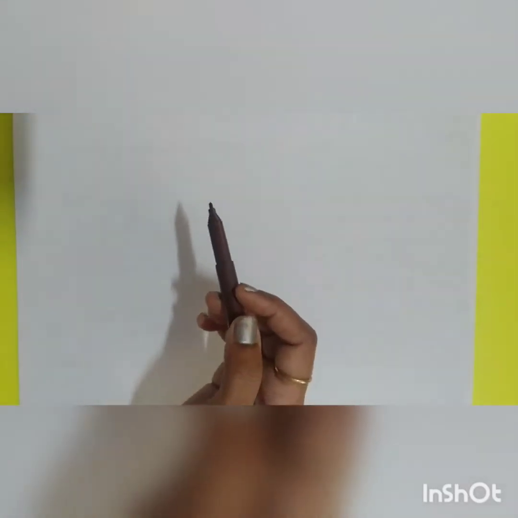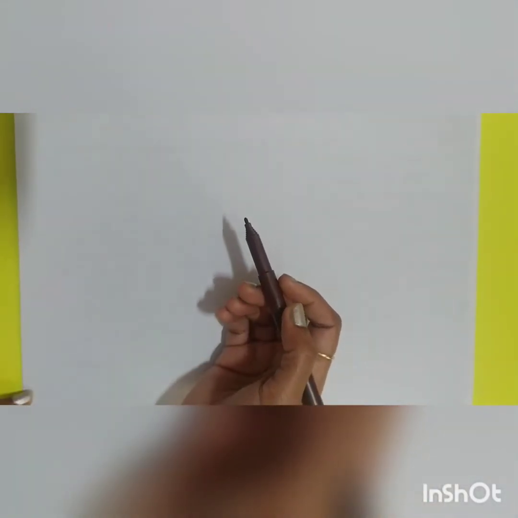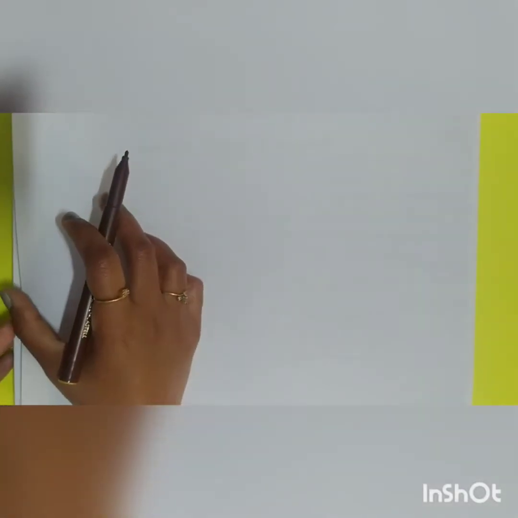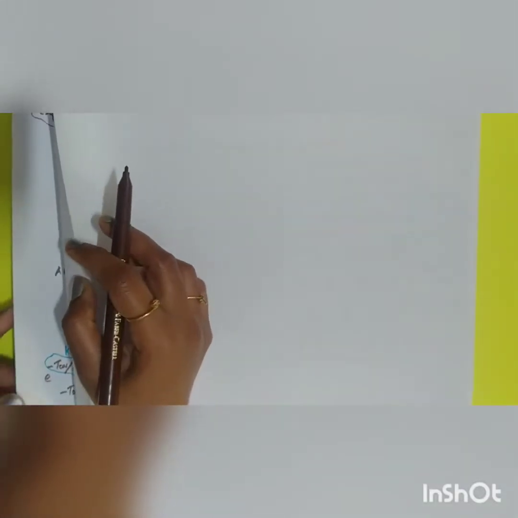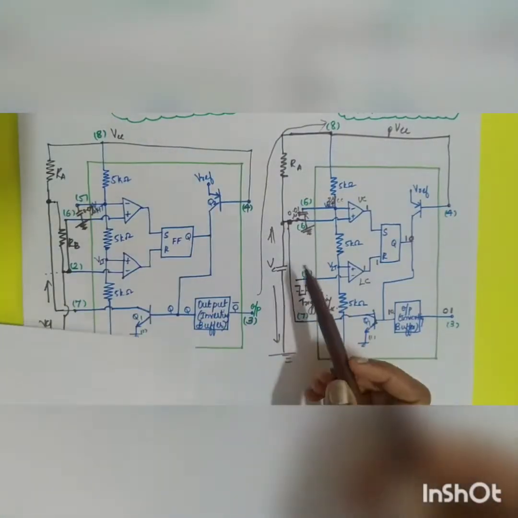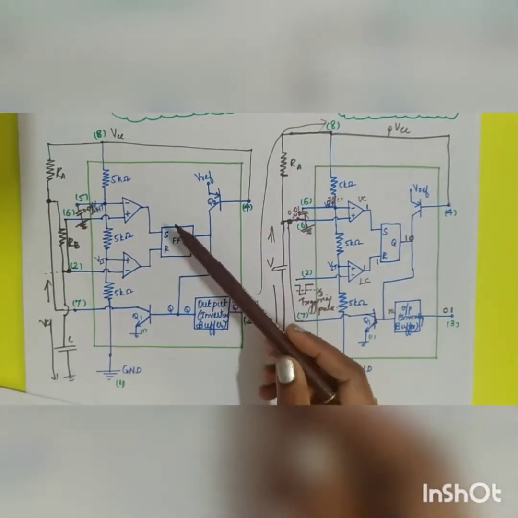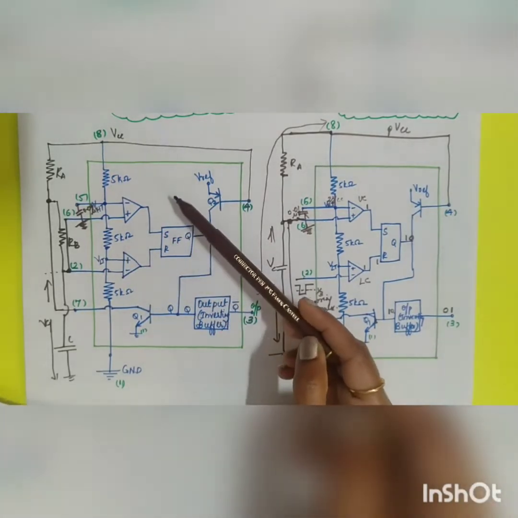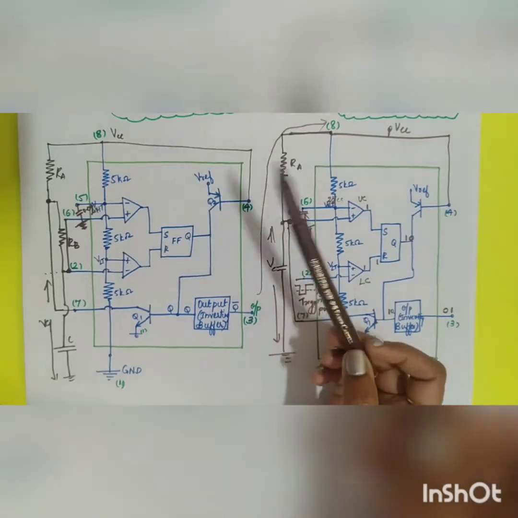So in the previous video, we have seen the functional block diagram of both your astable and monostable multivibrator and the working principle of monostable multivibrator. Today we will see the working principle of astable multivibrator. So this is the functional block diagram which we have designed in the case of astable multivibrator. So what is the working principle?